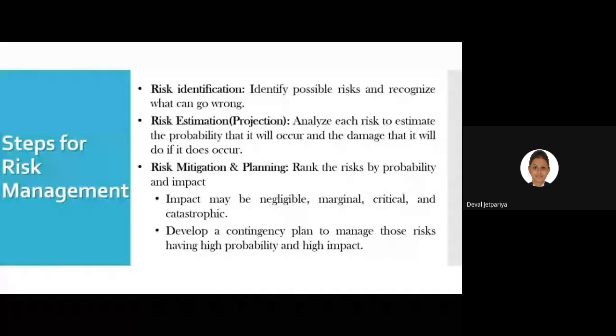Okay, fine. Develop a contingency plan to manage those risks having high probability and high impact. So whatever information we had collected from that mitigation, we are planning that we will first focus on the risks which are highly affecting, having a high impact on our product. Then after that, the lower impact risks and so on, okay?